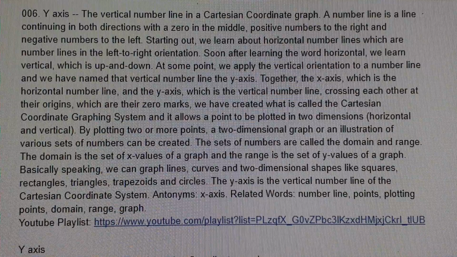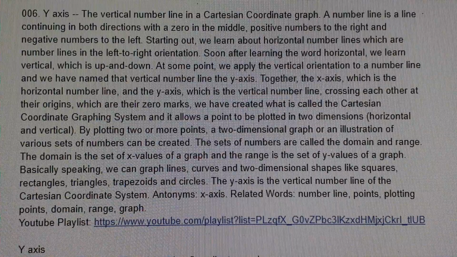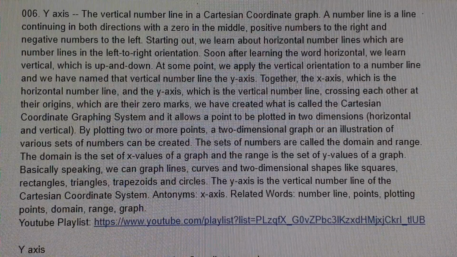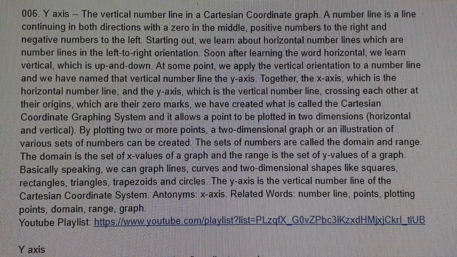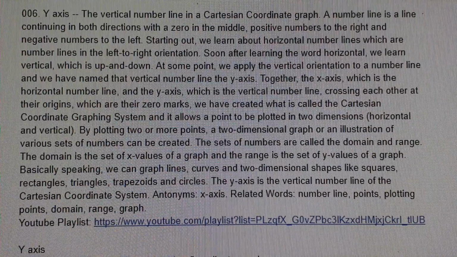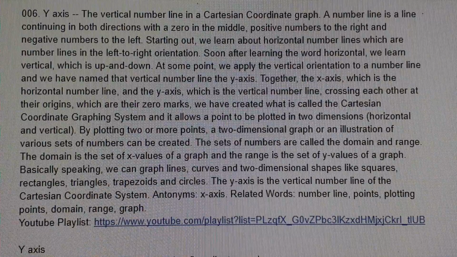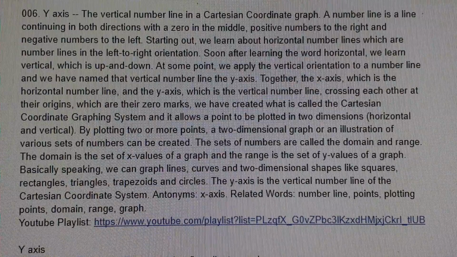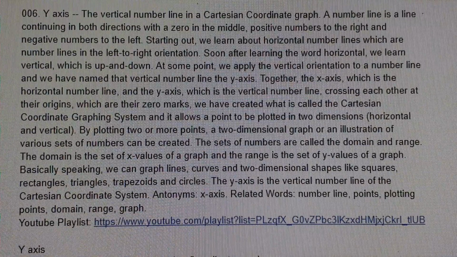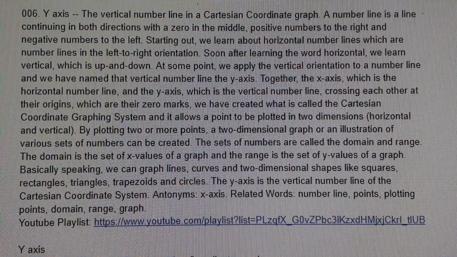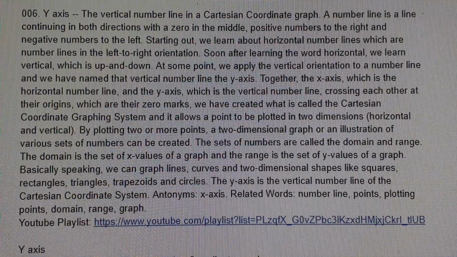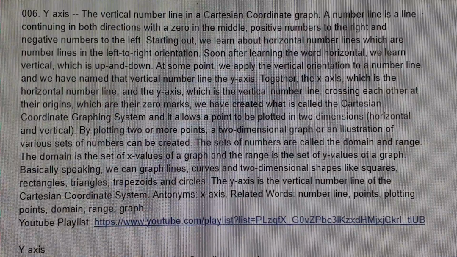Starting out, we learn about horizontal number lines, which are number lines in the left to right orientation. Soon after learning the word horizontal, we learn vertical, which is up and down. At some point, we apply the vertical orientation to a number line, and we have named that vertical number line the y-axis.